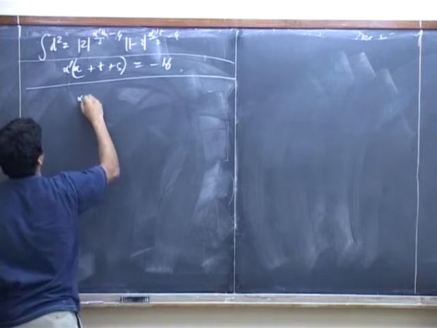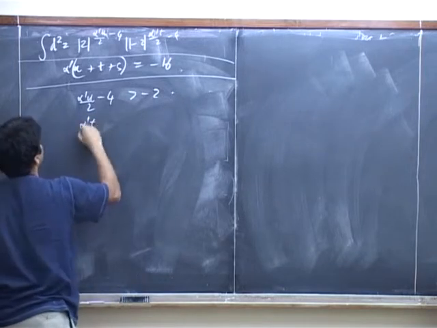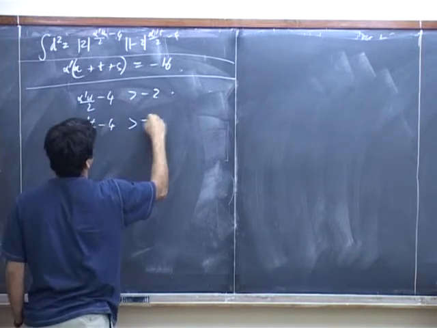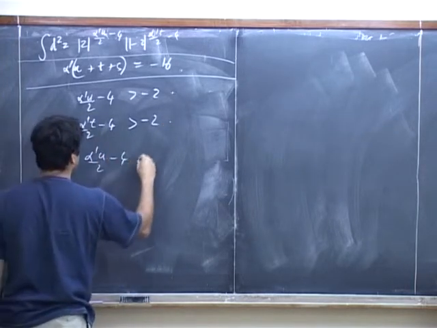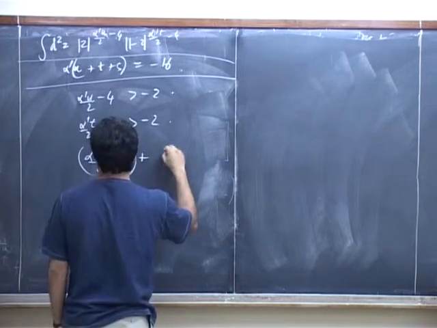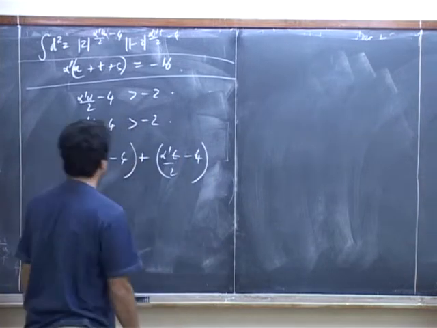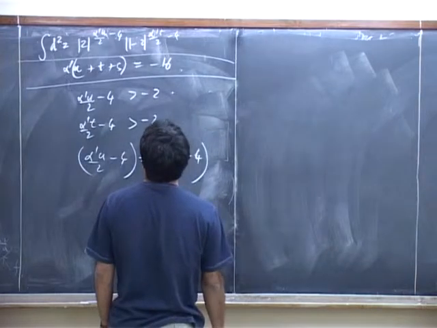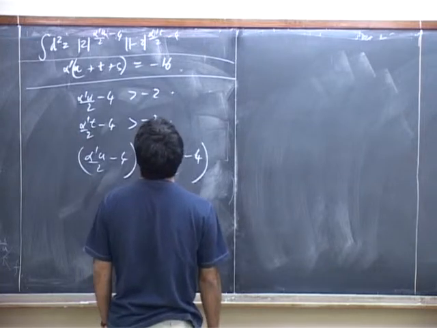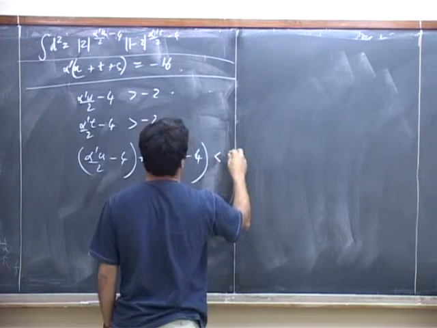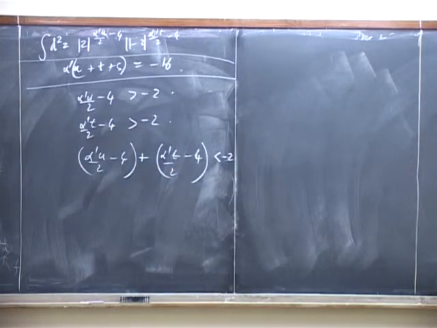The condition for convergence is firstly that alpha prime u by 2 minus 4 is greater than minus 2, and alpha prime t by 2 minus 4 is greater than minus 2. But also that the sum of these two, alpha prime u by 2 minus 4 plus alpha prime t by 2 minus 4, is less than minus 2. So it dies off at infinity.